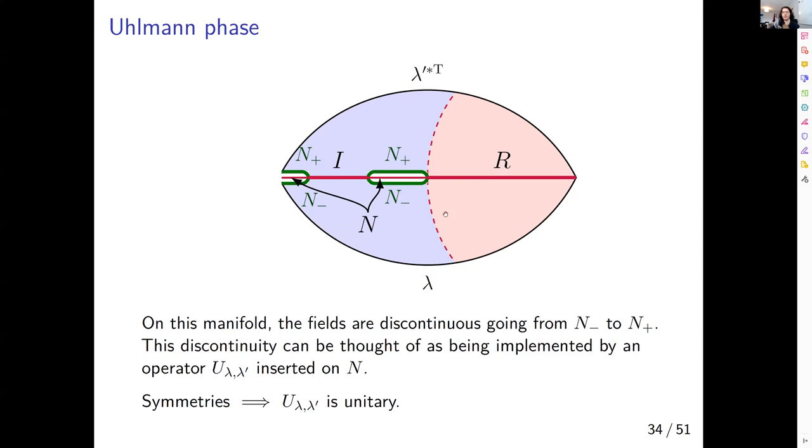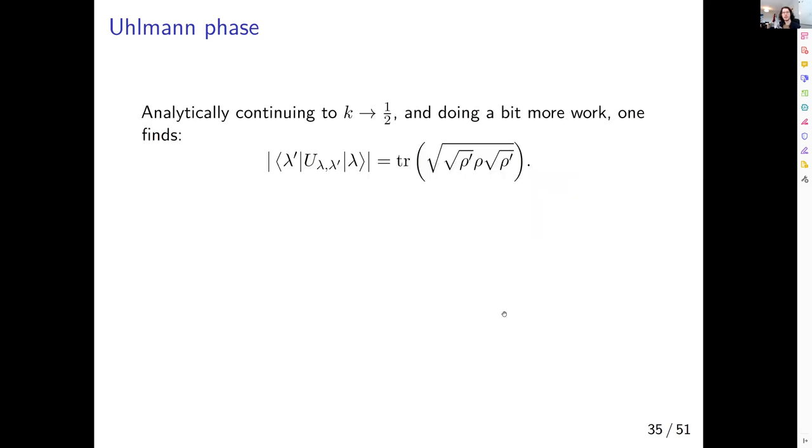Apart from this extra feature, there's a conical defect on the boundary of I. And we have the twist operators as before, but otherwise this is just the same as a single copy of the system with the right boundary conditions. So if we do a bit more work with this, we can analytically continue to k equals half, and we'll find that this equation holds.